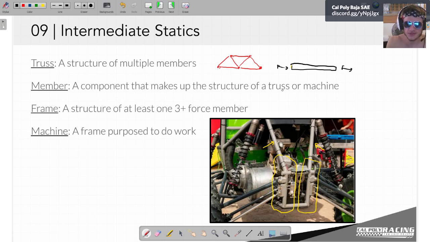If we look at this picture, we've got some 3-force members, well, technically 3 plus force members, right? This little section right here, where all the suspension links come on, puts forces on it. If we were to look back at this picture, it's not just in tension or compression. It also puts forces on our beam in weird places.